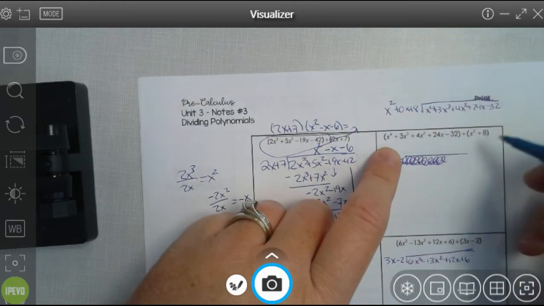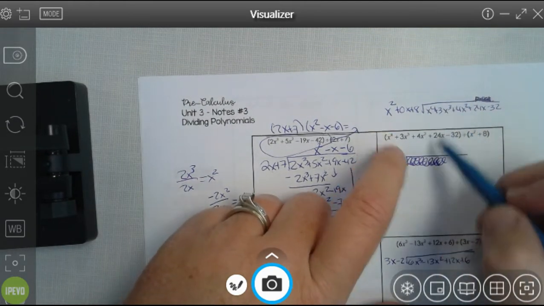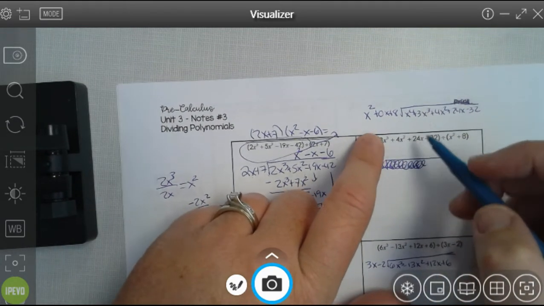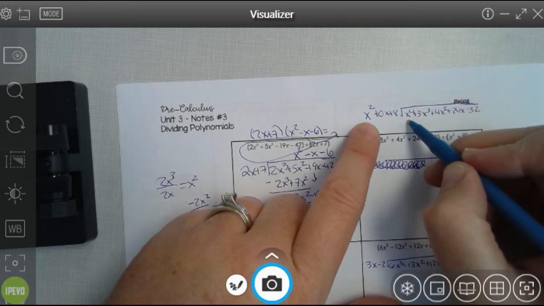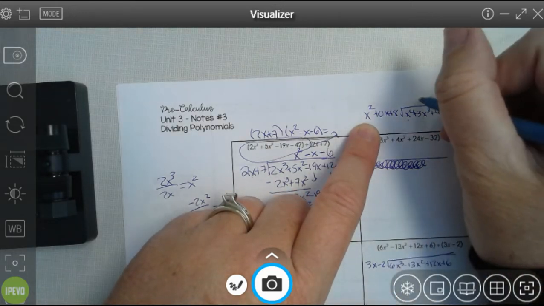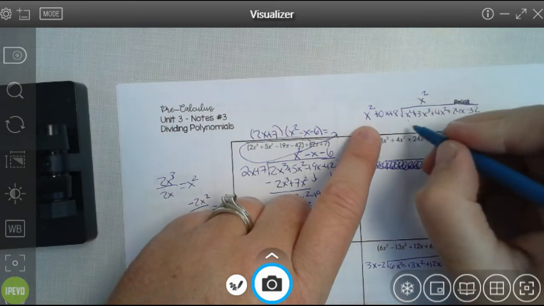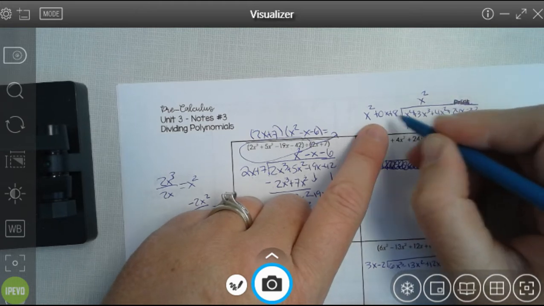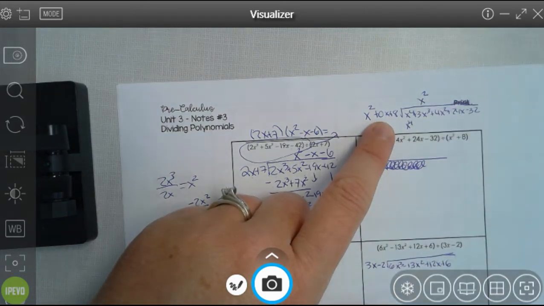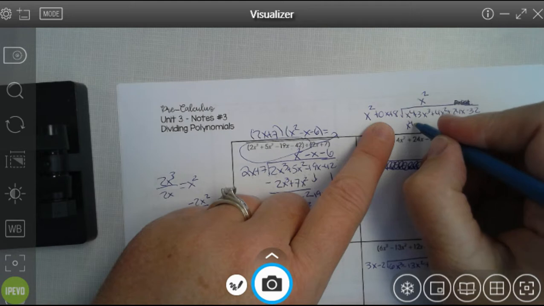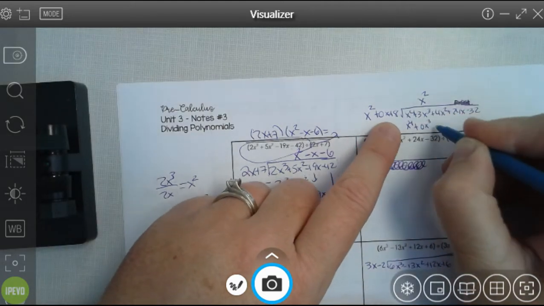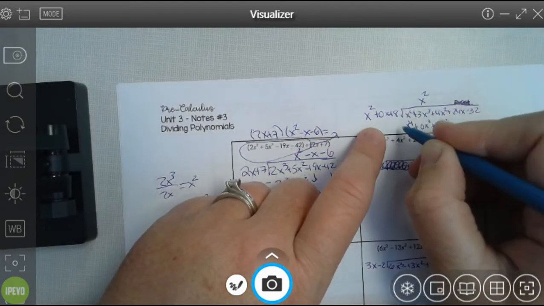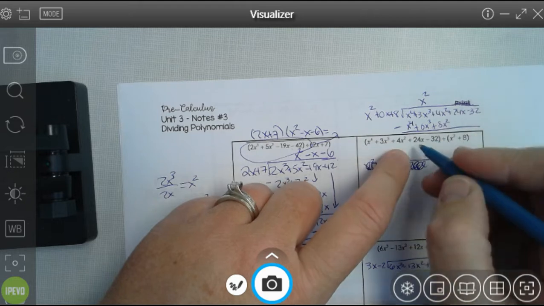So let's try another one here. I started writing it up here because I started messing up down here. And so again, I'm dividing x to the fourth by x squared, gives me an x squared. So I'm going to multiply that out. Let's see, it's x to the fourth, plus 0x cubed plus 8x squared. And then subtract. I'm going to bring it down here.